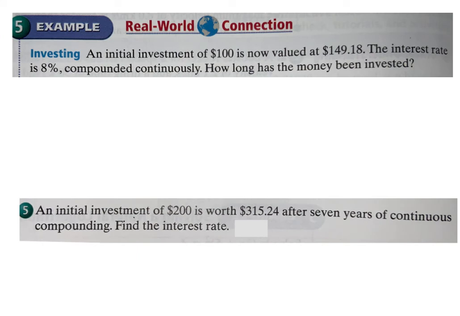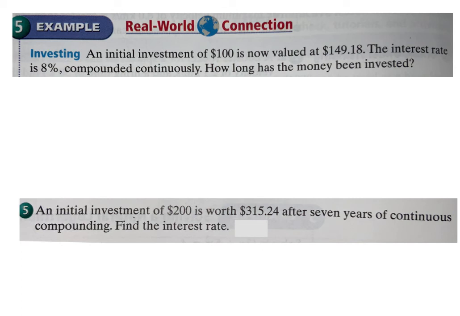So before, you just had to know P e to the RT, and you would plug in your P, you'd plug in your R, you'd plug in your T, and you would solve for what your account had in it. In this case, we're doing something different. An initial investment of 100 is now valued at 149.18. The interest rate is 8% compounded continuously. How long has the money been invested? They are now asking you to solve for time, which is something that is in the exponent position.